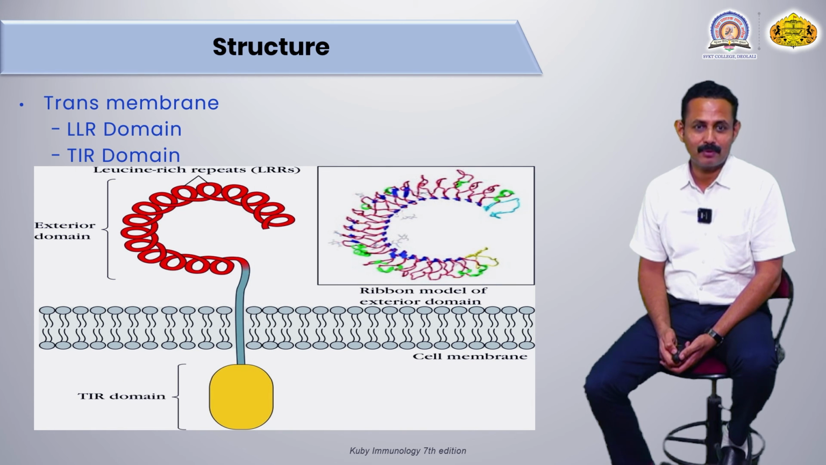In this diagram you will see the red colored coiled structure, which is the exterior domain, and the yellow color is the TIR domain. The middle structures are called the cell membrane of that cell, and the other is a ribbon model of this exterior domain depicted in this diagram.